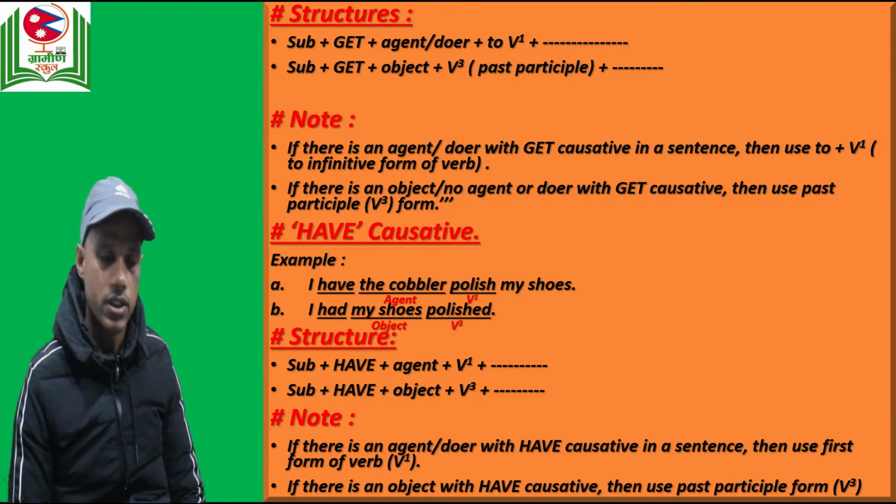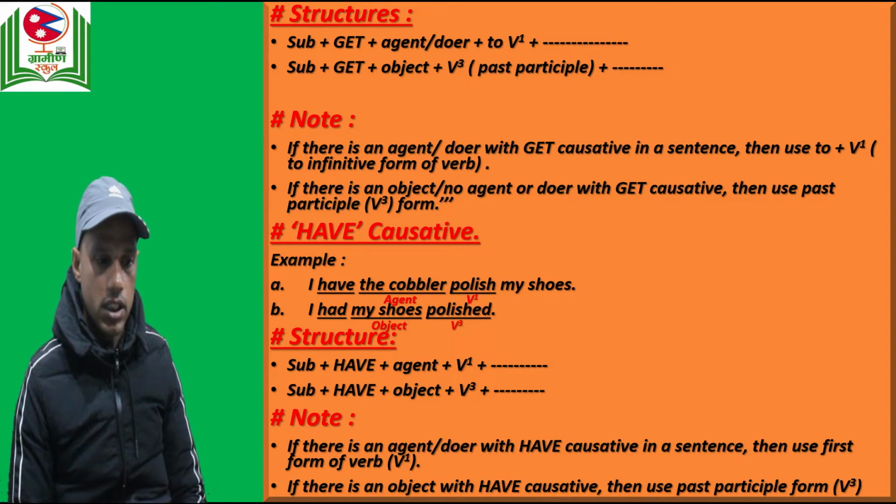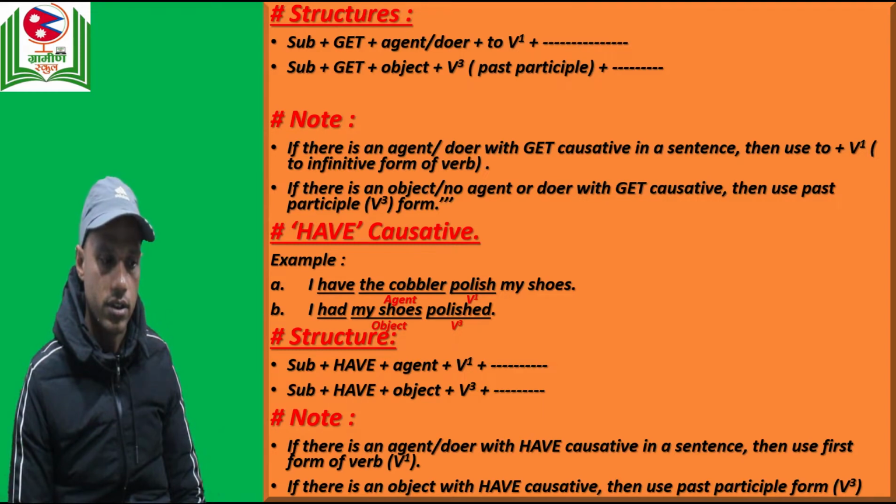Causative verb have. Now we'll see some examples first, and then we'll generate the structures and some ideas. First of all, let's see the examples. Number A, we have: I have the cobbler polish my shoes. Let me repeat this once again: I have the cobbler polish my shoes. Next example: I had my shoes polished.